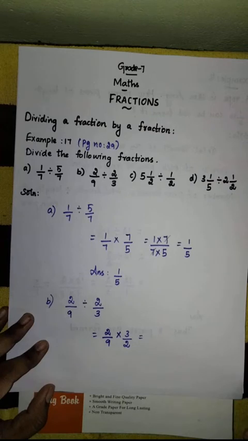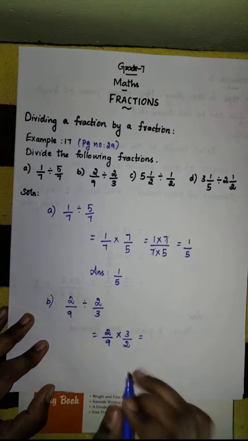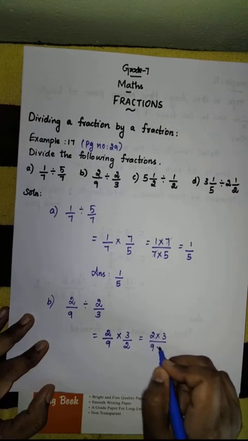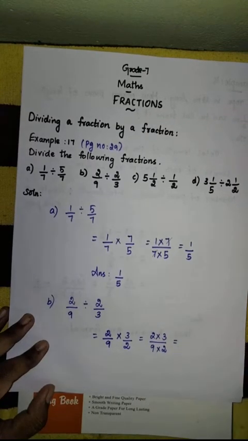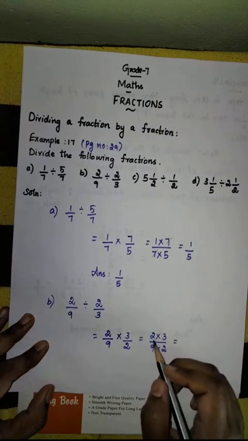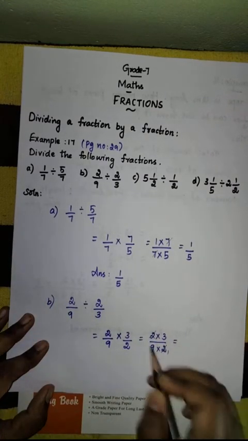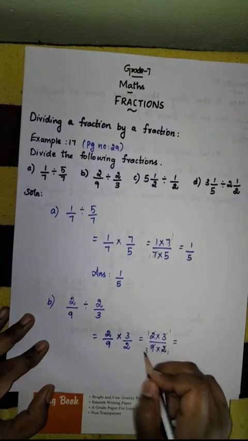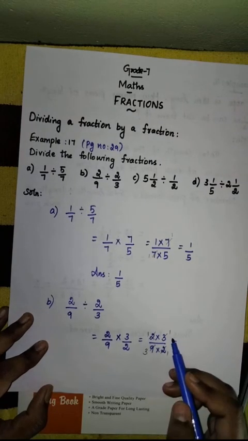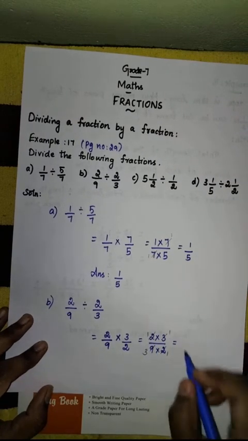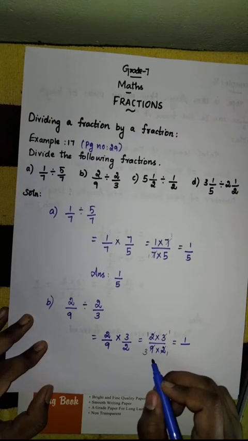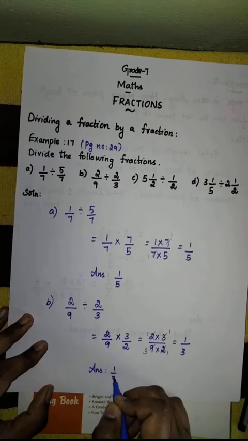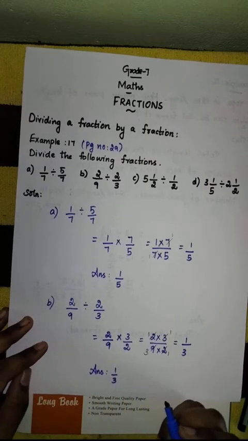Next, multiply a fraction by a fraction. Multiply the numerators: 2 into 3 divided by 9 into 2. If there is any common factor, just cancel. Here we can cancel 2 and 2. This place will become 1. Then 3 3s are 9. Then multiply the remaining numbers: 1 into 1, 1; 3 into 1, 3. So your answer is 1 by 3. Understand?